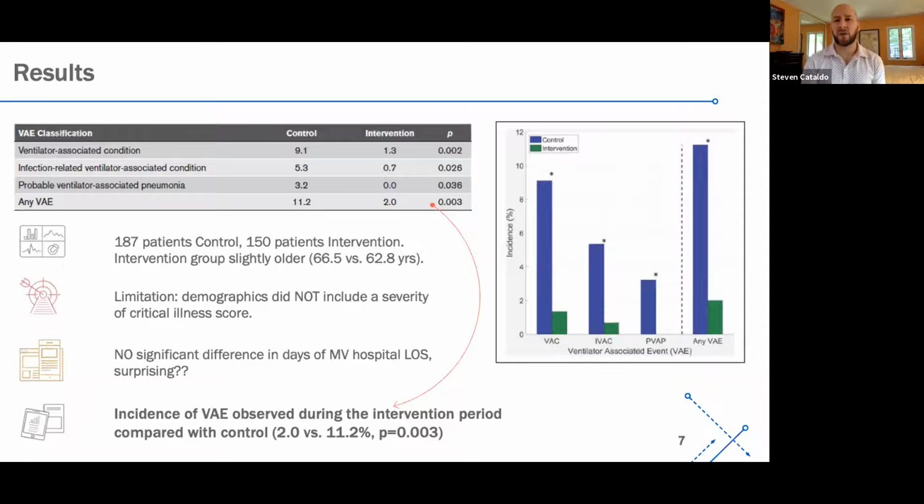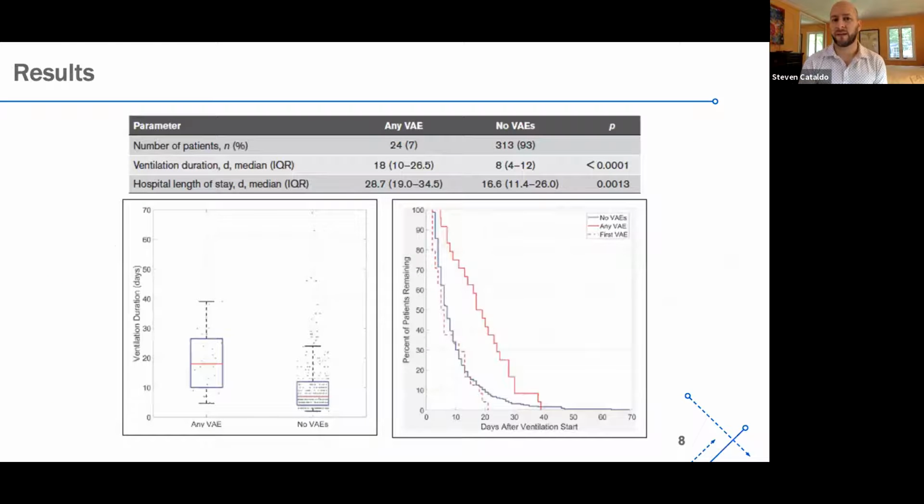I want you to mull over in your head why you think that might be. If we see such a drastic difference in VAEs, 11.2 to 2.2%, why would we not see a difference in mechanical ventilation or hospital length of stay? Especially given we take this one step further and look at all the patients that had a VAE, control or intervention, versus all the patients that did not have a VAE.